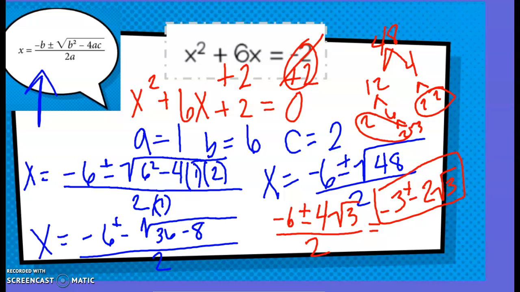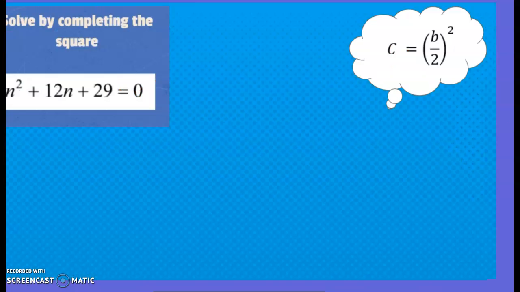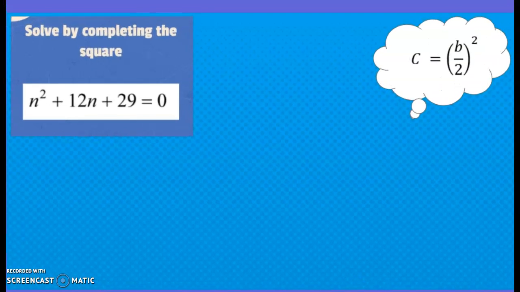Next, I'm going to do an example from the completing the square Google form. And I'm not sure what number this is on the Google form, but I'm going to remind y'all how to do it because some people struggled with it last week. I added this formula in the upper right hand corner that's not on a formula chart, but it's how you find the C value when you're completing the square.